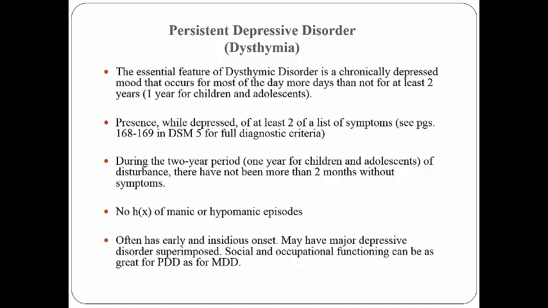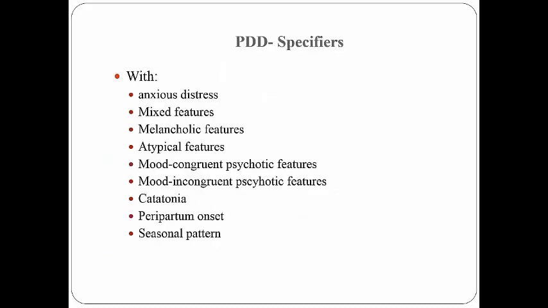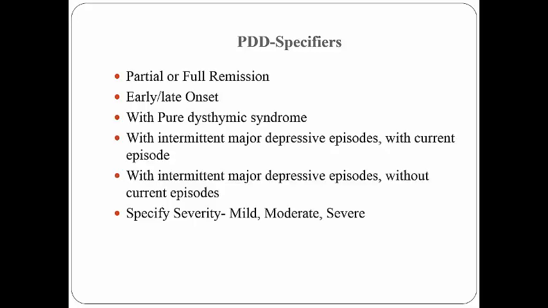There actually used to be a personality disorder called depressive personality disorder. It has the same specifiers as major depressive disorder. So they have pure dysthymic syndrome, which means they haven't had any major depressive episodes, right? Or they have intermittent major depressive episodes with current episode, which means that they are currently in a major depressive episode, or intermittent major depressive episodes without current episode, so they're not currently in a major depressive episode. And then again, you specify your severity just as you would with major depression.